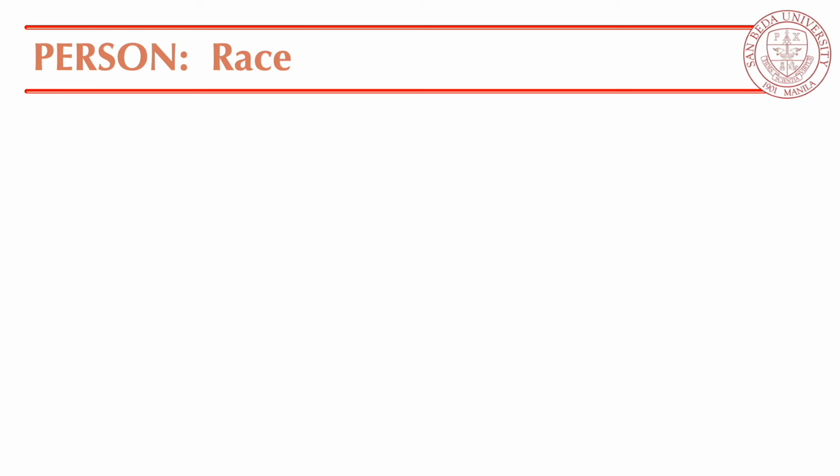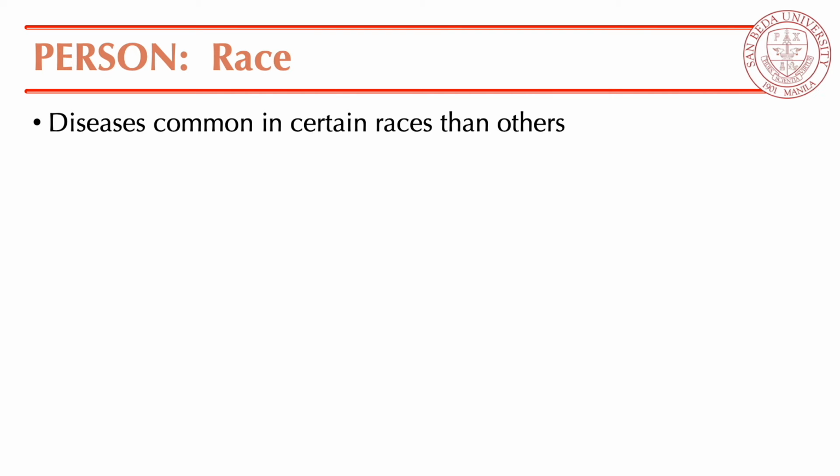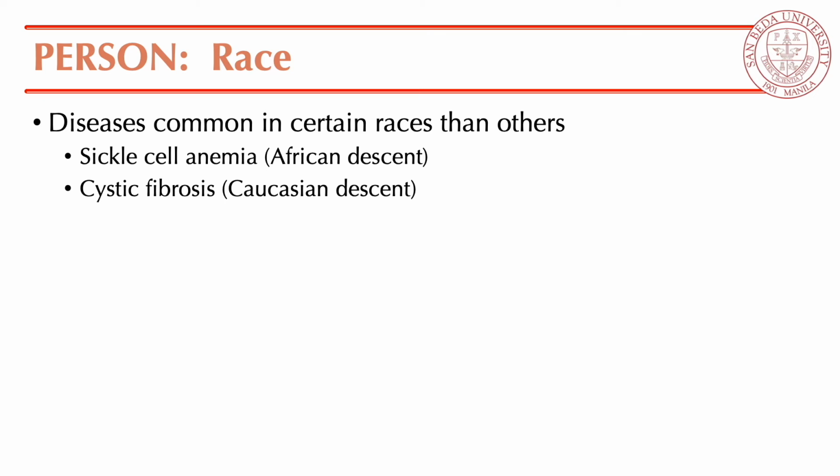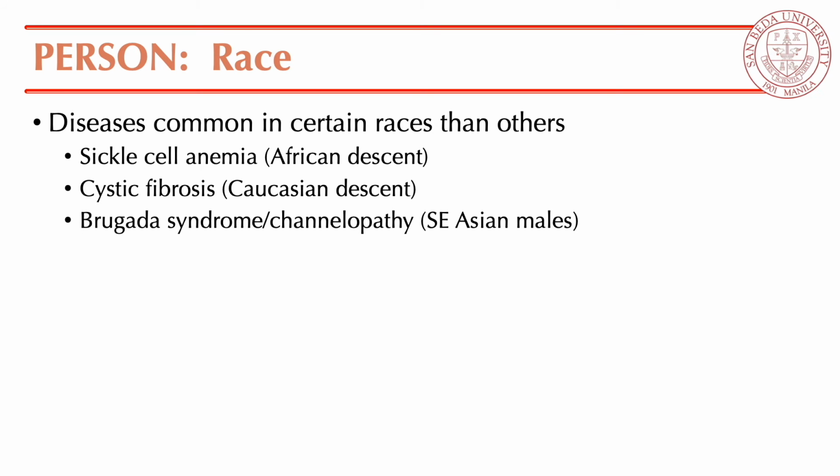Now, let me give a brief discussion about race as a personal characteristic that can affect distribution of disease. You'll learn eventually that there are certain diseases that are more common in certain races. Sickle cell anemias are more common among individuals of African descent. Cystic fibrosis, on the other hand, is a pulmonary disease that is solely seen in Caucasian races. Brugada syndrome, a type of channelopathy or disorder of the ion channels in the heart, more locally known as bangungot, has a higher prevalence rate among Southeast Asian males.